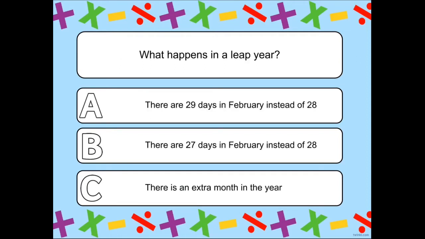Question 10. What happens in a leap year? A, there are 29 days in February. B, there are 27 days in February instead of 28. Or C, there is an extra month in the year. That's the end of the quiz. The answers will be in the comments on our Facebook post later today.